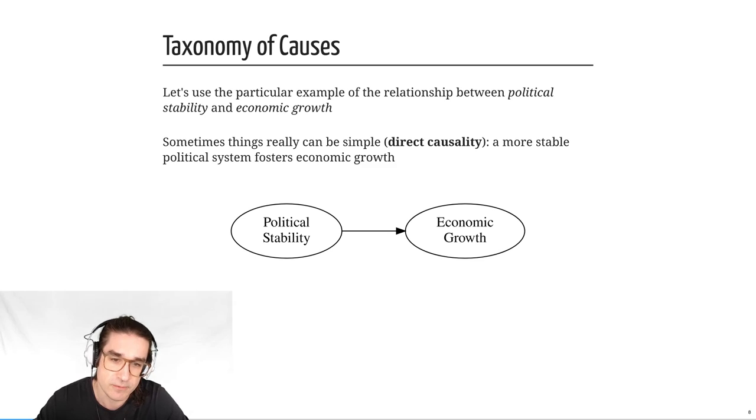And then the question is, what's the relationship between that and just overall economic growth? Okay, so on this slide, when I write the most general setting of the problem, maybe I should just write these bubbles. These are two things in the world that we think might be related. When I write the arrow, I'm really writing a hypothesis. My hypothesis is that, in this case, let's say increased political stability leads to economic growth. Pretty reasonable sounding hypothesis, right?